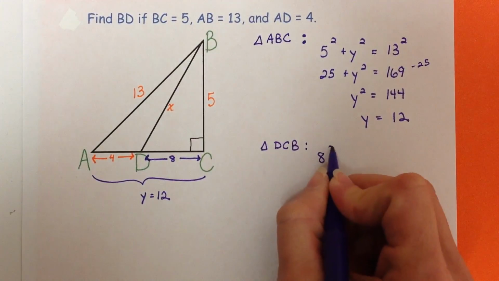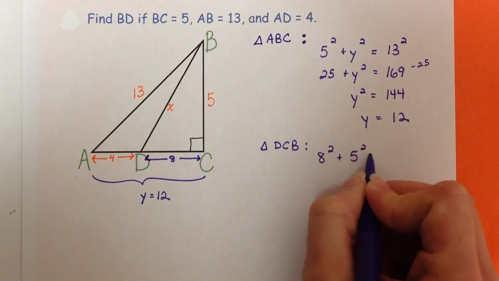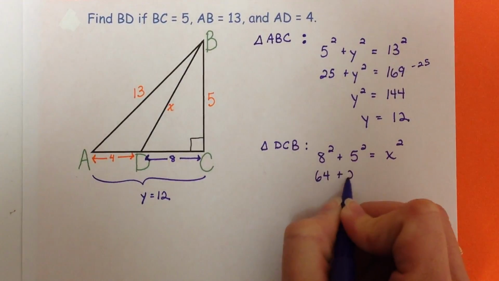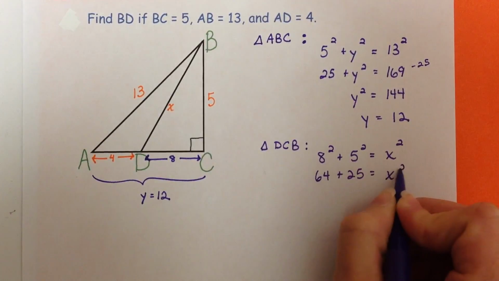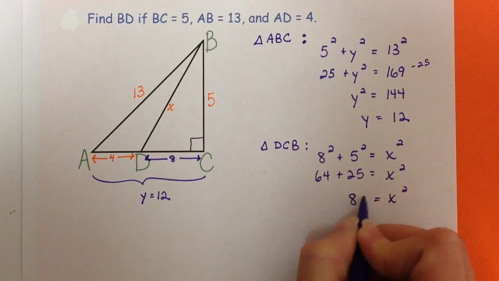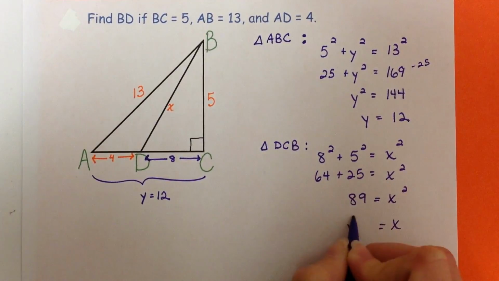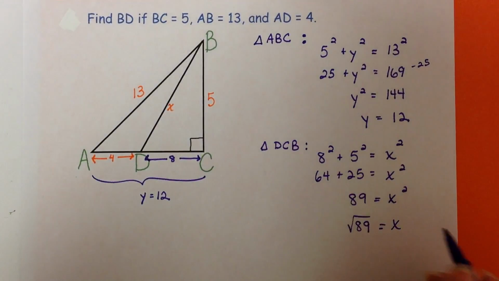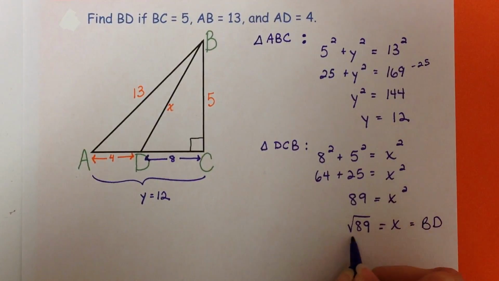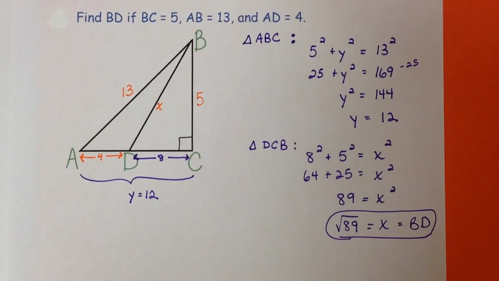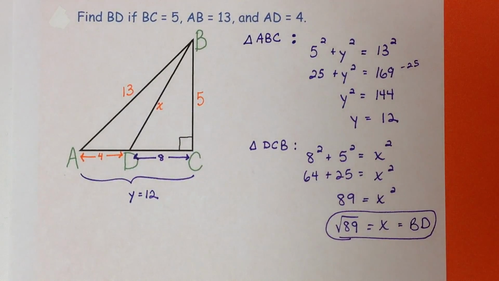Okay, so I would have 8 squared plus 5 squared is equal to X squared. So 64 plus 25 gives me 89, and therefore, taking the square root of both sides, I get the square root of 89. This is what is referred to as BD. I just called it X. It was just easier to work with that as I went through the steps instead of using BD.